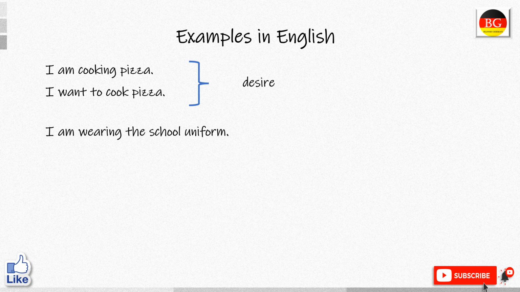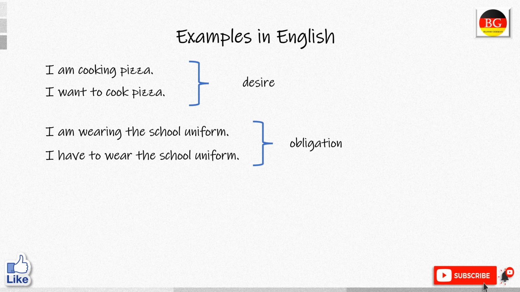Another example, I am wearing the school uniform. It's a simple continuous sentence, present continuous tense. I have to wear the school uniform. There is a compulsion. You have to wear or I have to wear the school uniform. So this is an obligation. Have to showing the obligation. In first example, want showing the desire. So these are the examples of modal verbs. Now you have seen how the modal verb changed the role of a second verb.